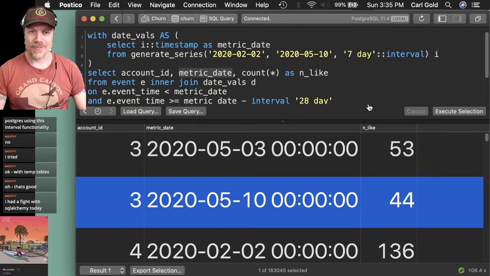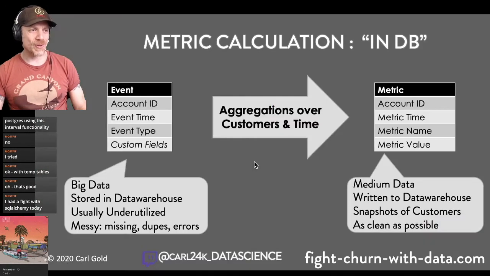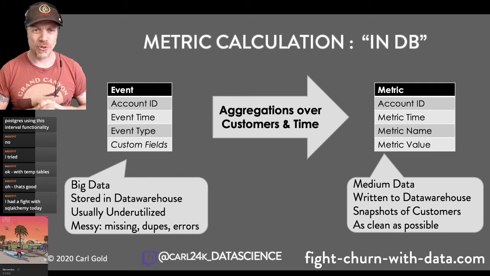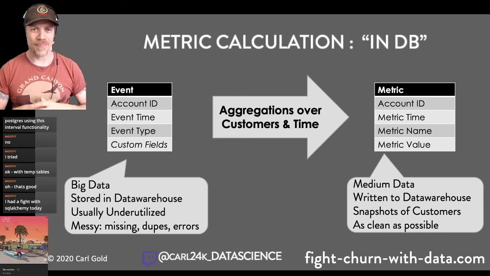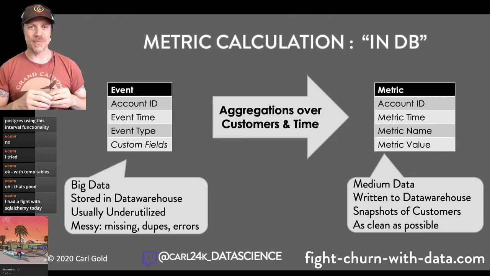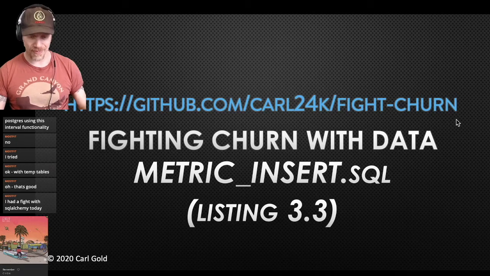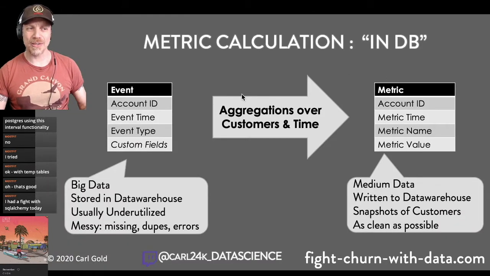And so next, we're going to go on to the next step. I said that we were going to calculate the metrics in the database, which also means we want to save them in the database. We don't just want to calculate one metric and then spit it out. We're going to save these metrics, and then you can use them again and again during the analysis. So, we're doing an aggregation over customer and time. That was what I was just showing you. And then we're going to write them back into the metric table, by account ID and metric time, so that you can use them in the further types of analysis that we're going to do later.